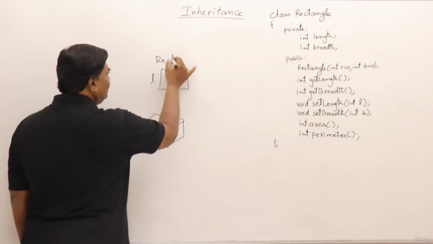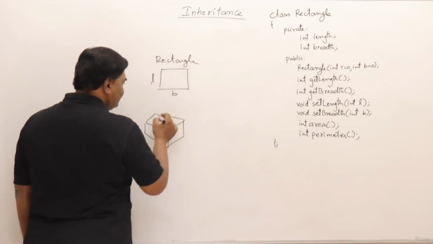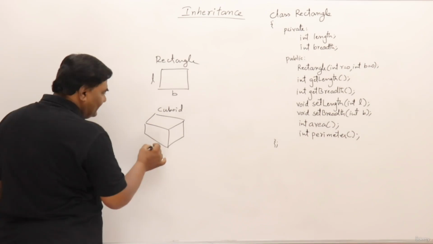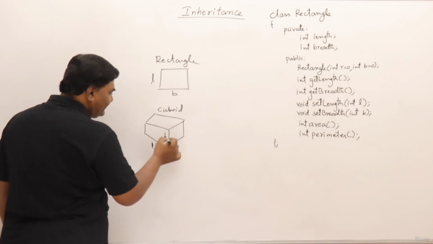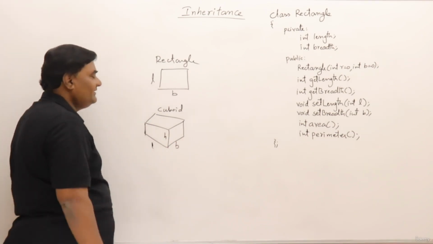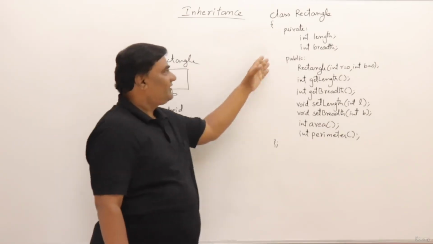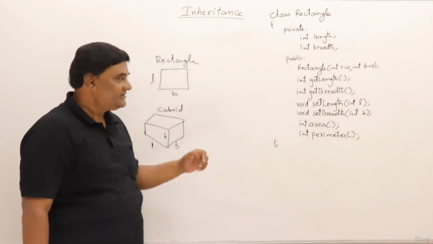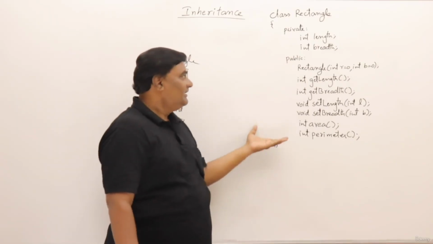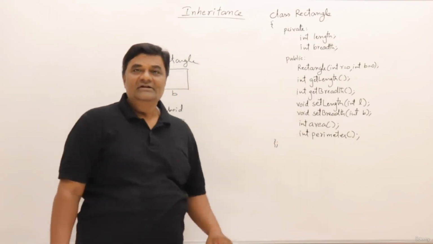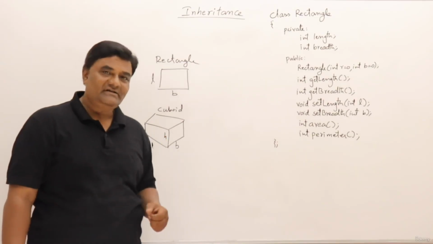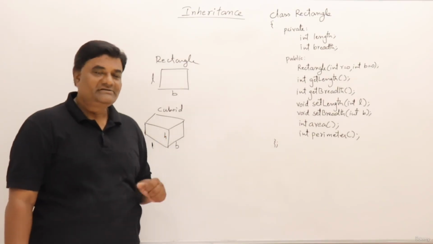This is a rectangle and this is a cuboid. Cuboid will have length and breadth, and this is height. This dimension is height. So already I have a class for rectangle having length and breadth and all the required methods. I have just written the signature of the methods. I have not implemented the methods. So let us look at this much only on the board. Then practically we'll see how we can implement the methods.